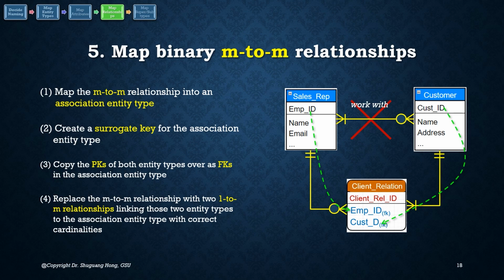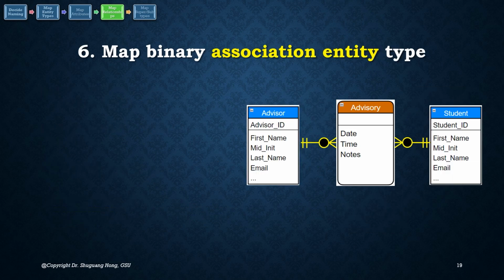Note that the cardinalities of the new association entity type to sales rep and customer must be one with the mandatory participation. The cardinalities from sales rep and customer to the new entity type are the same ones with each other before the mapping. 6. Map binary association entity type.